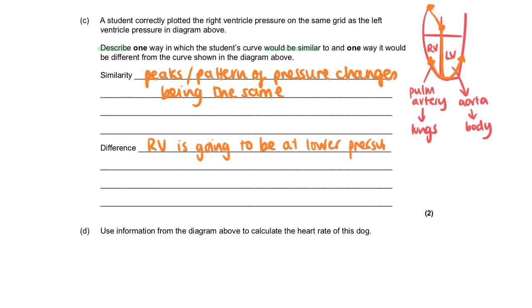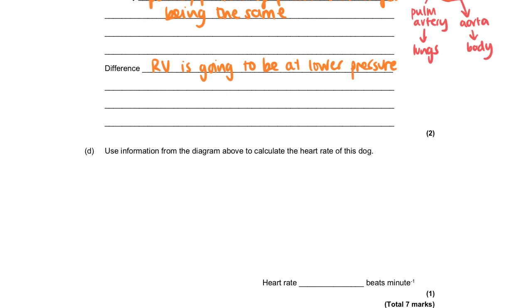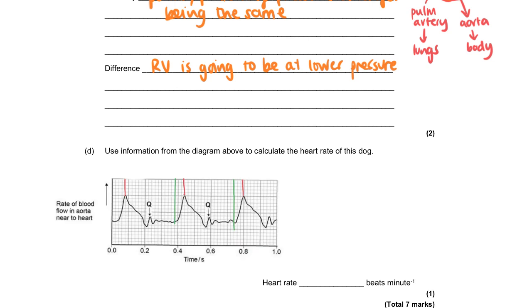Okay. And the final question for this one. Use the information from the diagram to calculate the heart rate of this dog. And as if by magic, the graph has appeared. Okay, I'm only looking at this rate of blood flow in the aorta near to the heart. You could have used any of the other graphs. That would have been absolutely fine. But I've picked this one because it's got the time scale at the bottom.